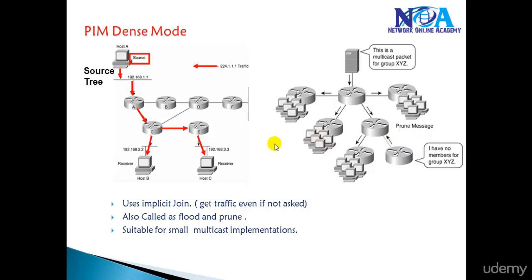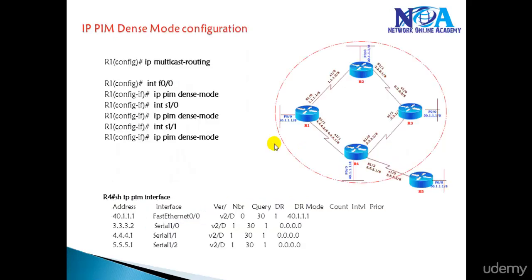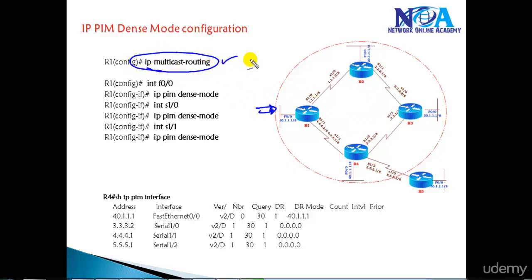Now in this section we'll practically verify how it's going to work. The configuration is going to be straightforward on all the routers. This is the topology which I'm going to use for verifying. On routers 1, 2, 3, 4, we are going to enable IP multicast routing. That's what we are going to do first.